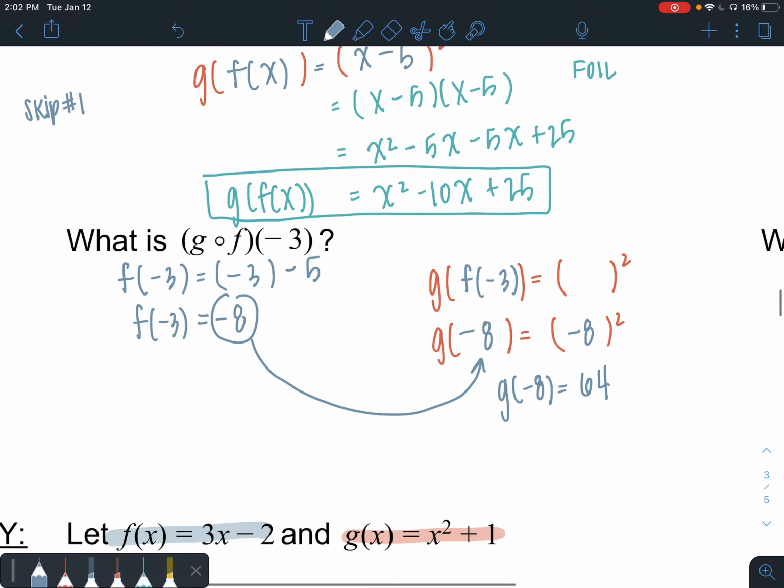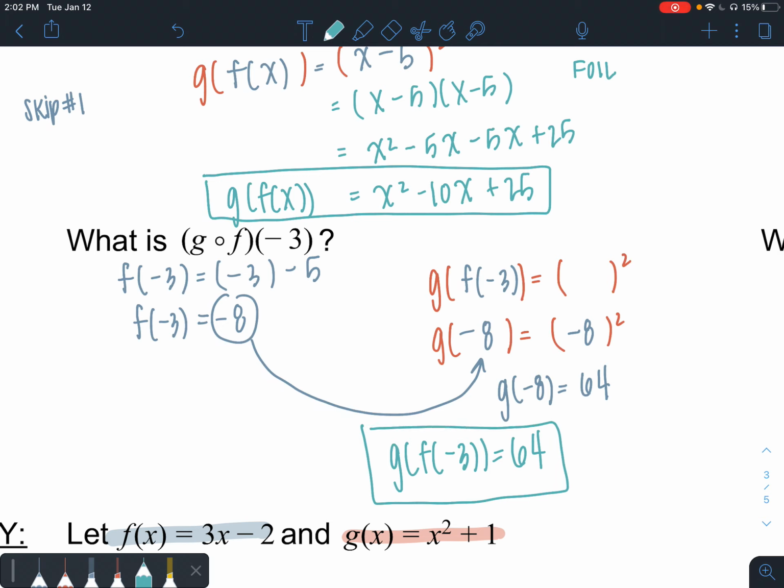So we would write that as g of f of negative 3 equals 64. Simple as that.